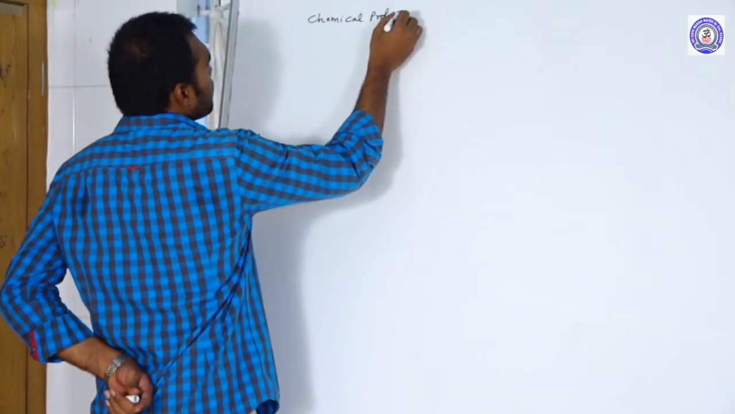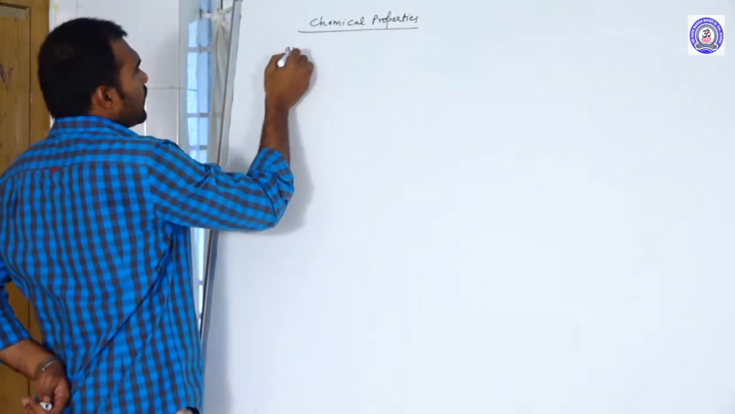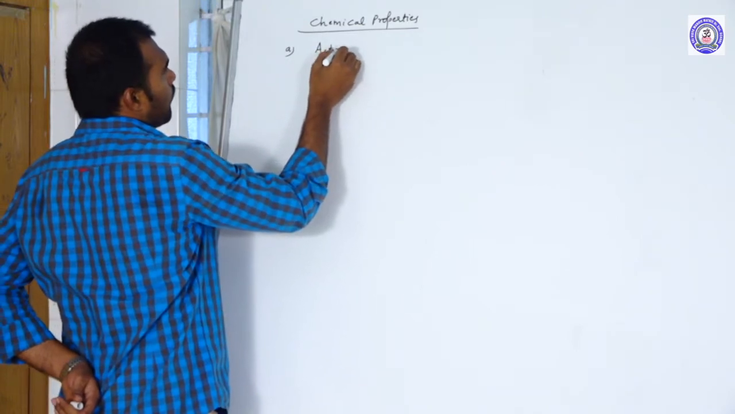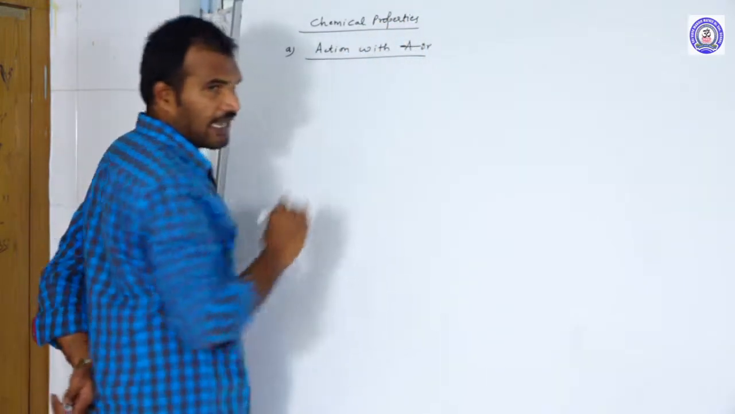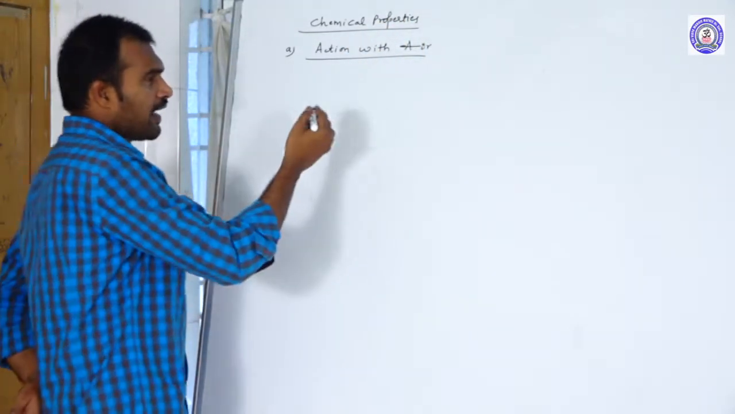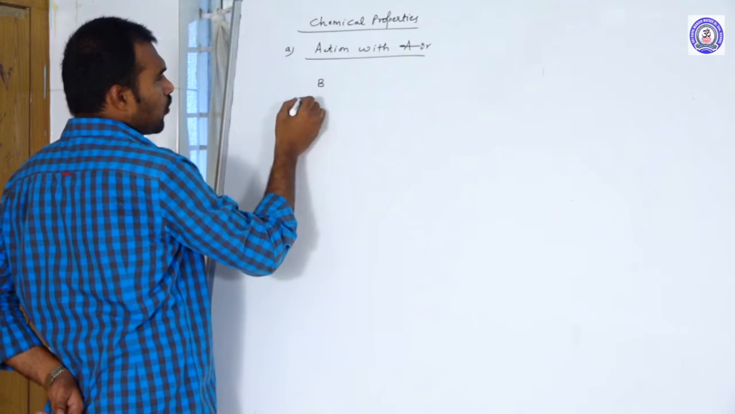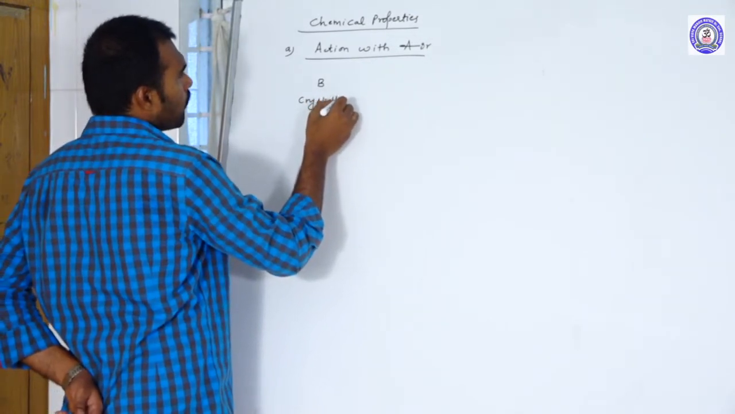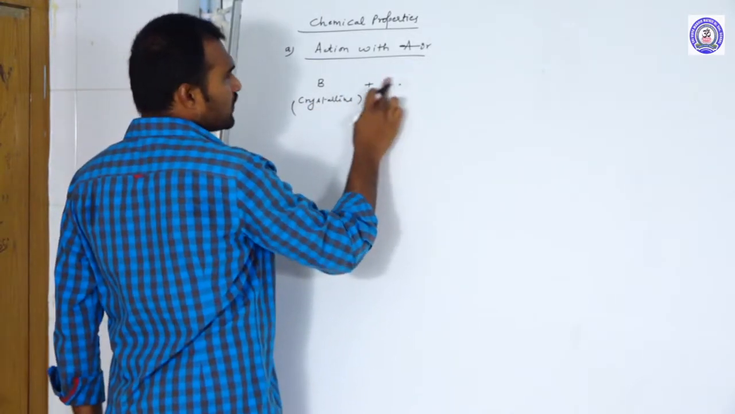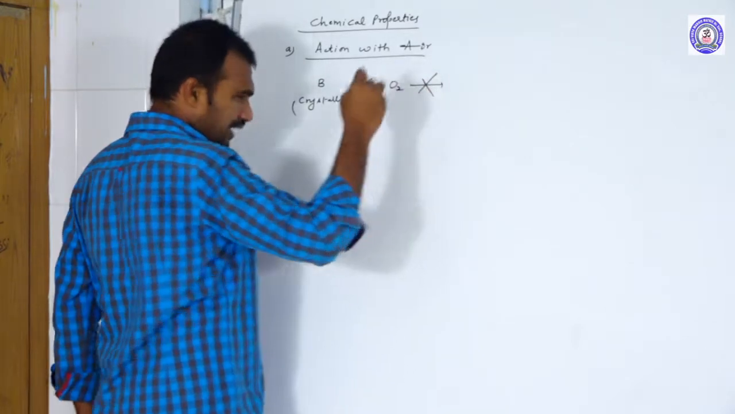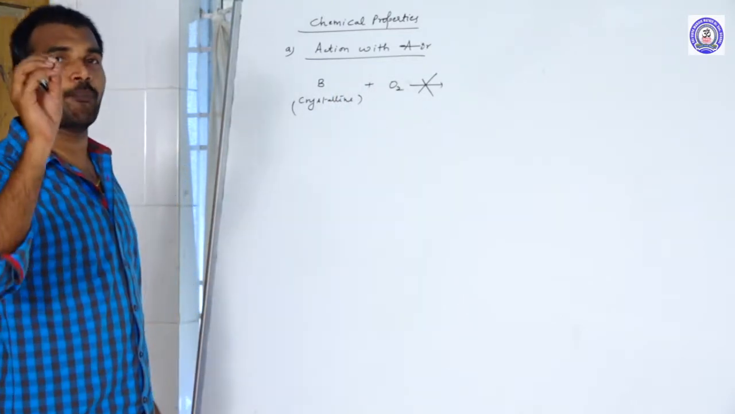Chemical properties. The first one is reaction with air. How do they react with air? As we know, the active components of air are oxygen and nitrogen. When you take boron in solid, crystalline form, it will not react with air, meaning it will not react with oxygen. There is no reaction. Boron can react with oxygen only in the powder form.